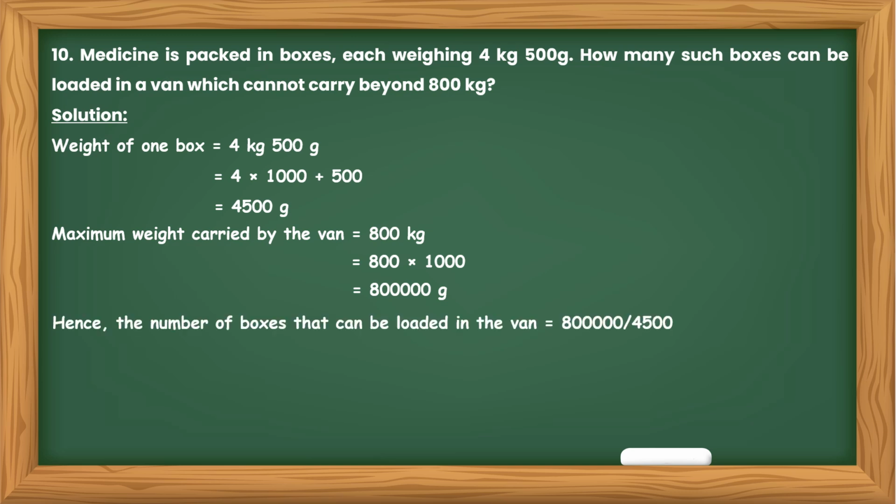Okay. So hence the number of boxes that can be loaded in the van is the total weight which the van can carry divided by the weight of one box. Okay. So when you divide, you get 177 boxes.